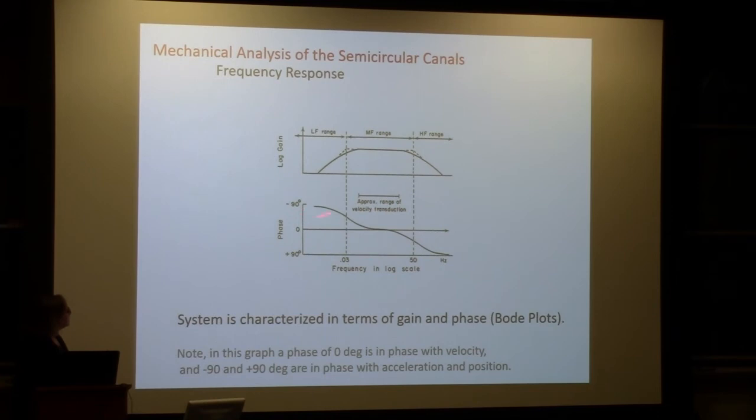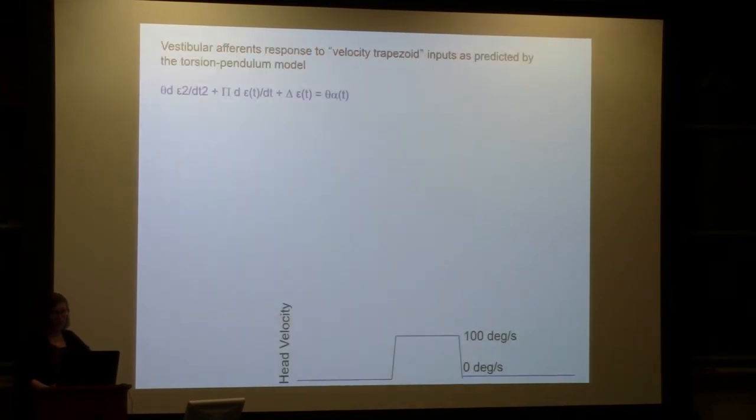So what this means is that at really low frequencies, actually the system is coding acceleration. At really high frequencies, you have so much lag that you actually start to have the system encoding position. And then the other thing you can see is the system seems to be tuned for maximum gain over that mid-frequency range, which corresponds to the range over which we generate most of our movements during our everyday lives.